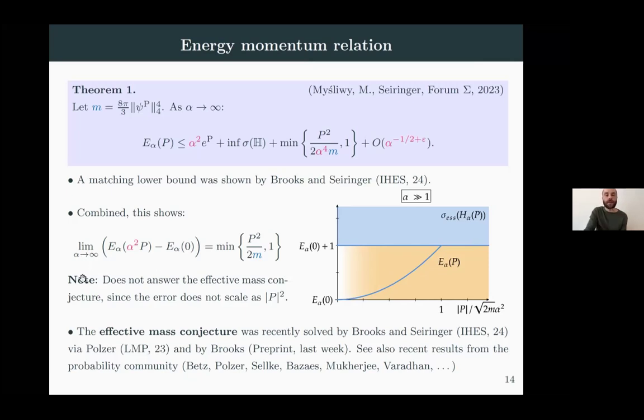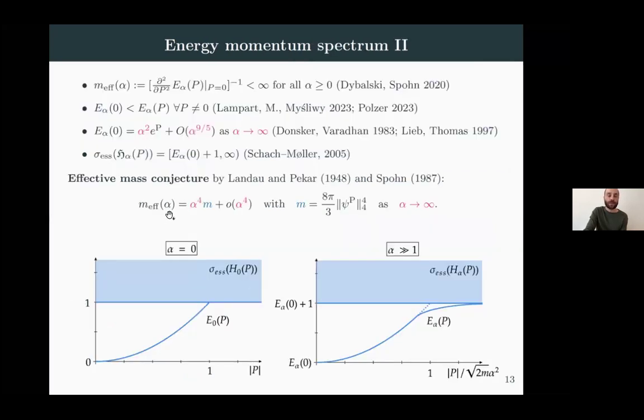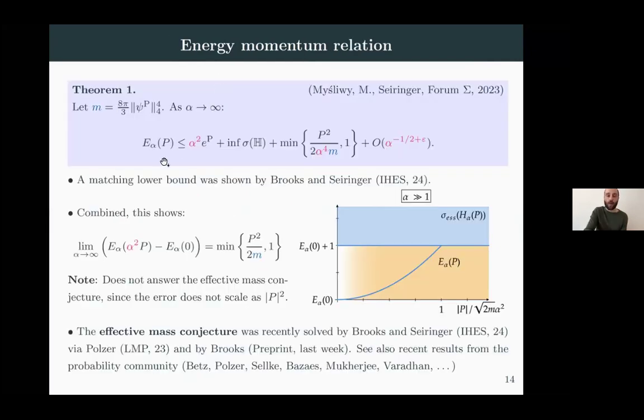And what's important here is to note that with this, we cannot say anything about the effective mass conjecture. Right? The effective mass conjecture was really about the inverse curvature. And here we prove upper and lower bounds. So we prove upper bounds, they prove lower bounds for this energy. So naturally, we cannot say anything about the derivatives.